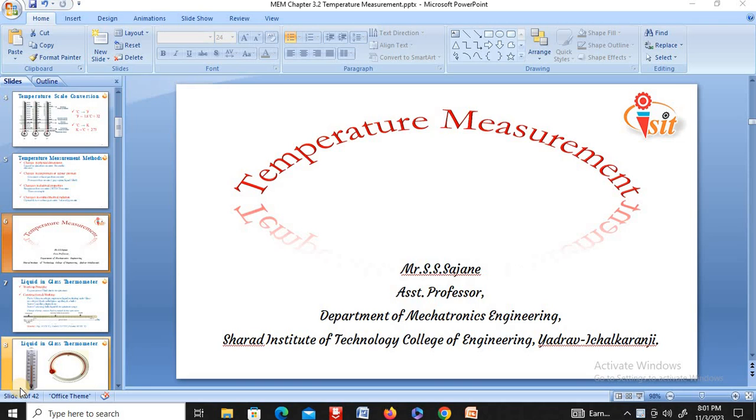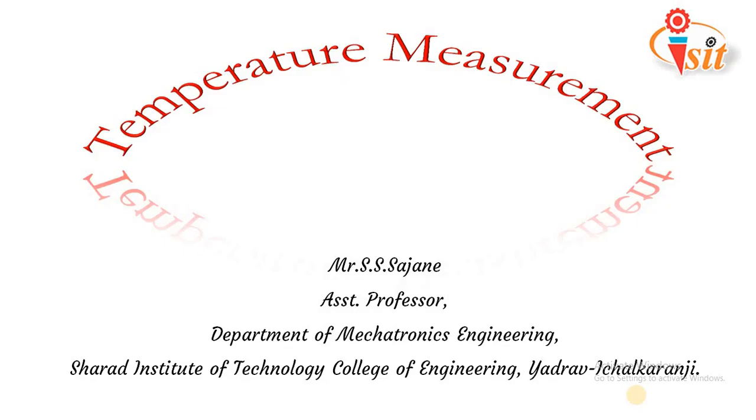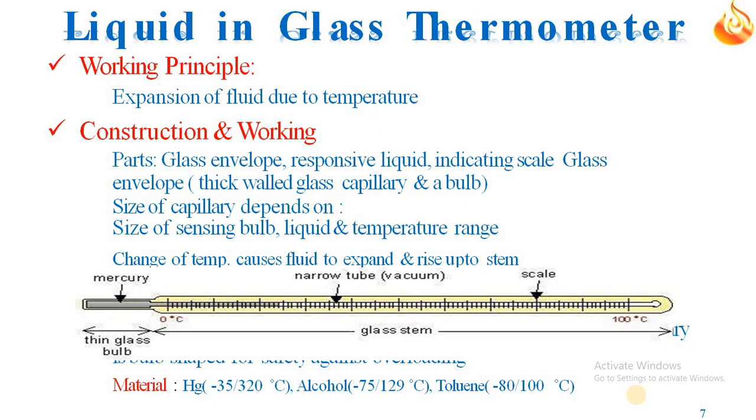Then again we have also seen what are the different temperature measurement methods. So if we consider the broad classification, then the temperature measurement can be done by two methods. The first one is by mechanical method, whereas the second is electrical methods. So in today's lecture we will see how to measure the temperature by using mechanical methods. So in this, the first type is liquid in glass thermometer.